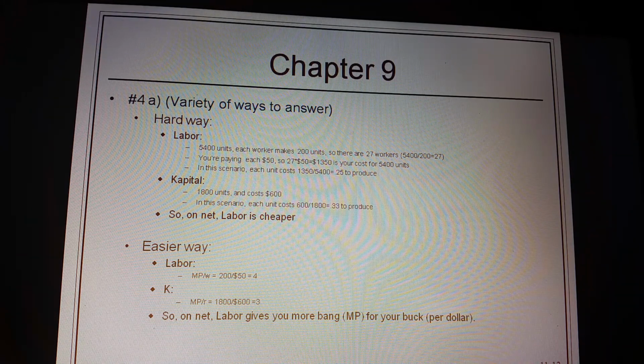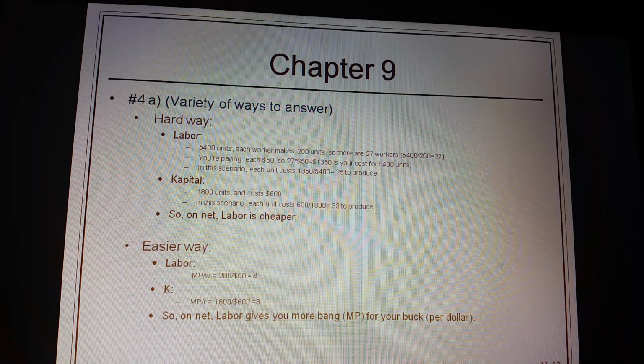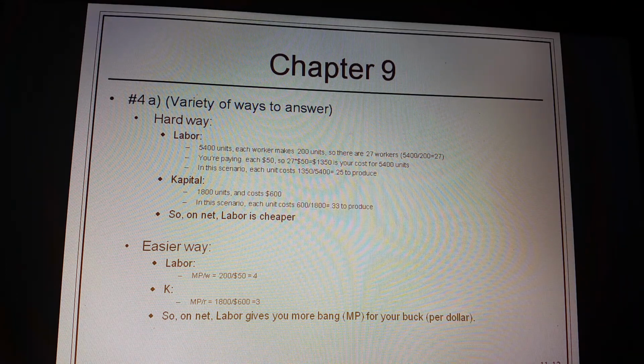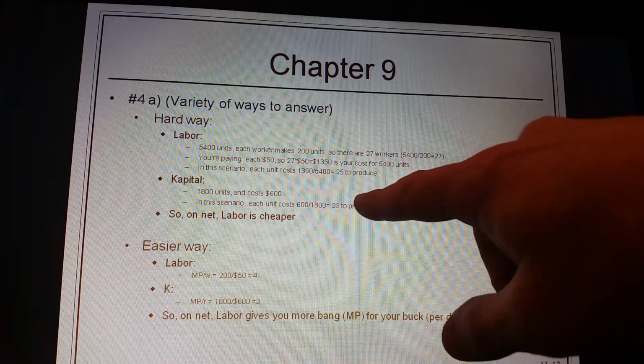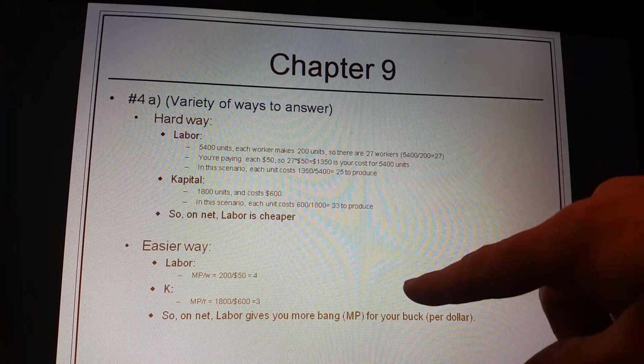The hard way is first you get your labor, which is 5,400 units. Each worker makes 200 units, so there are 27 workers. You can do some math there, as you can see here. You're paying each $50, so 27 times 50, you get $1,350 as your cost for the 5,400 units. In this scenario, you take that $1,350 over your 5,400, so it's $0.25 to produce. If you do the exact same type of mathematics for capital, you say it's $0.33 to produce, so on net labor is cheaper.